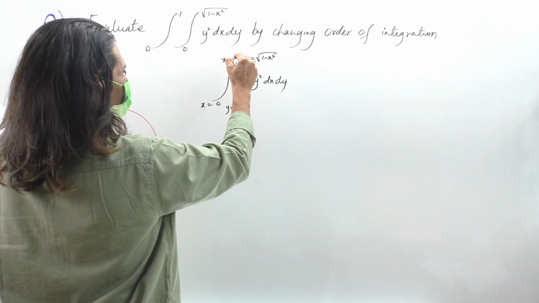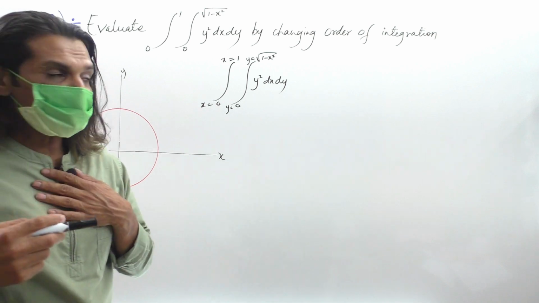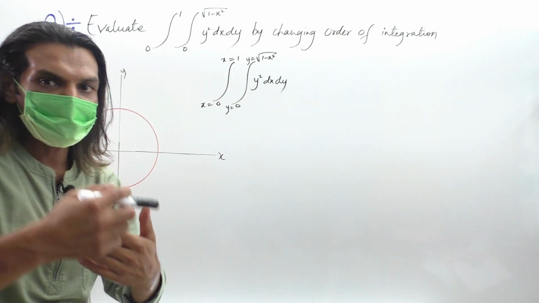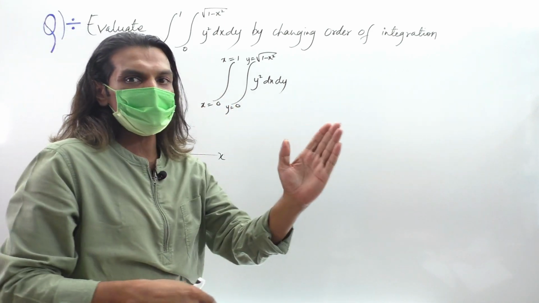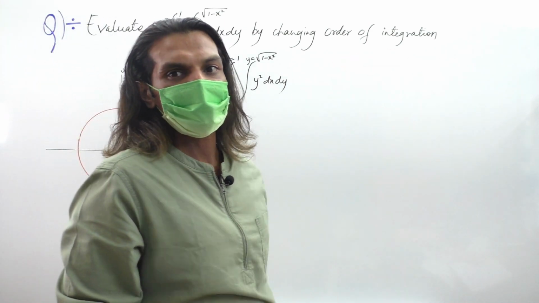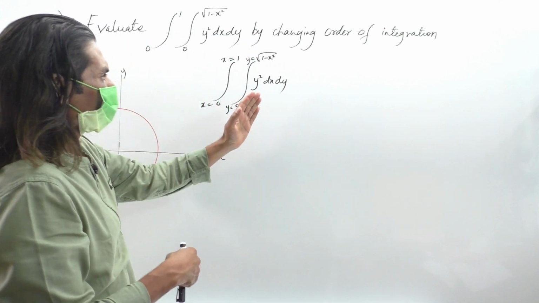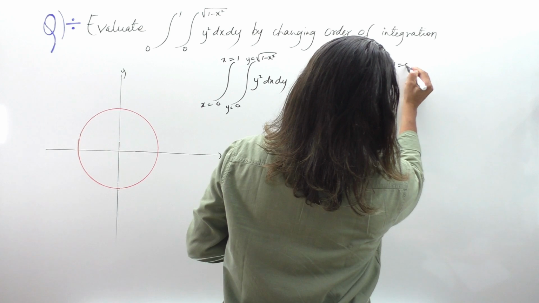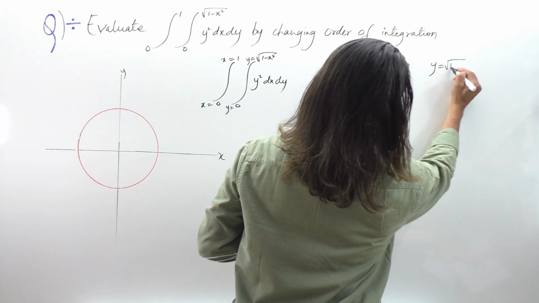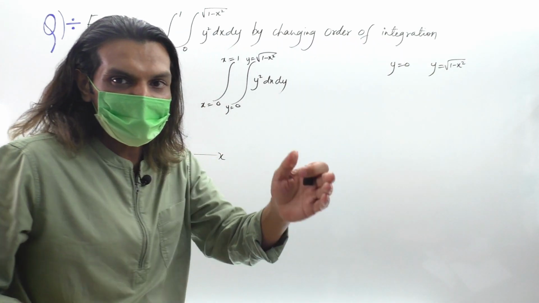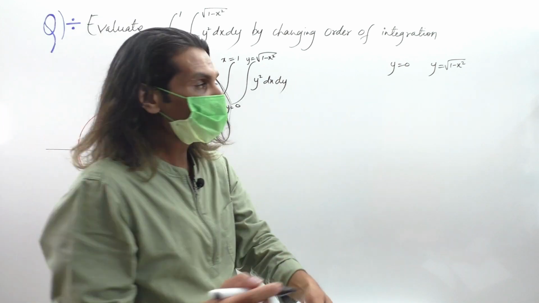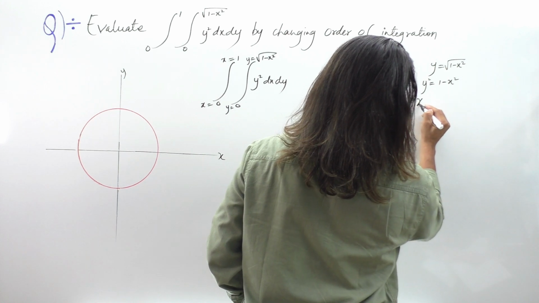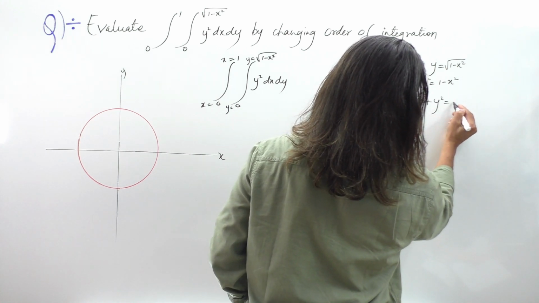As discussed, the change of order means that as x is given outside and y inside, now the constant y should be outside and x in terms of y should be inside. That is done by drawing the graph. The equations are y is equal to 0 and y is equal to root of 1 minus x square. Squaring, we have y square is equal to 1 minus x square, that means x square plus y square is equal to 1.